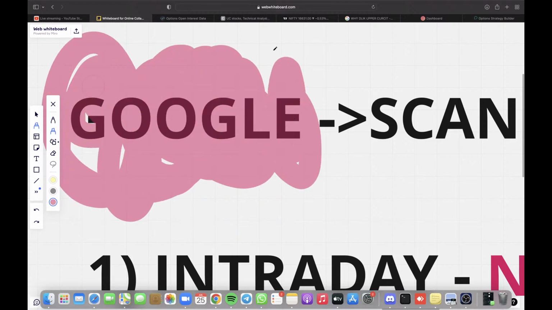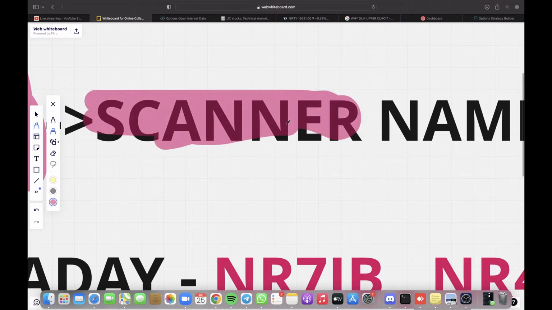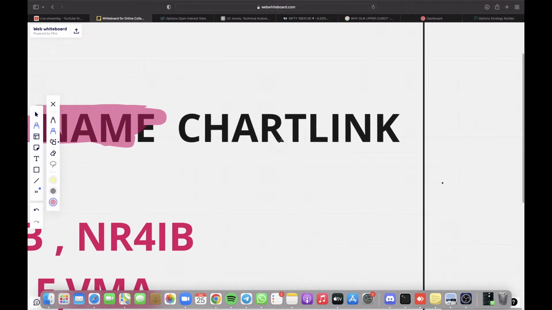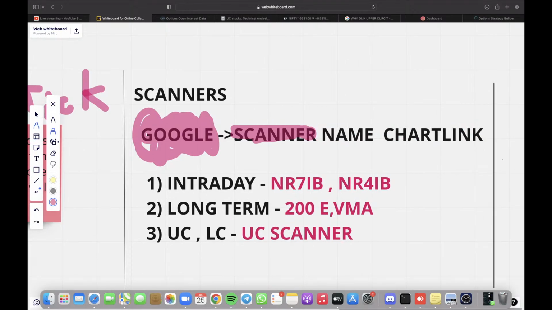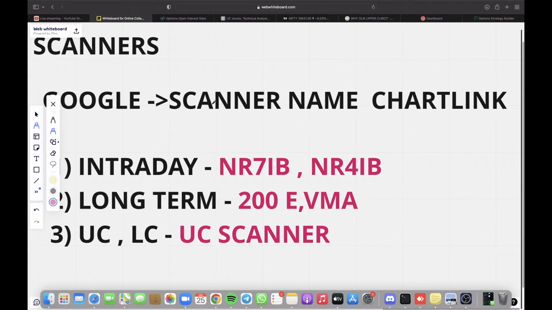I think you can open Google, very easy. Then you can just type scanner, okay? You can type the scanner name and chart link. So this is the code. You have to type scanner name and chart link. Okay. Can you type this?